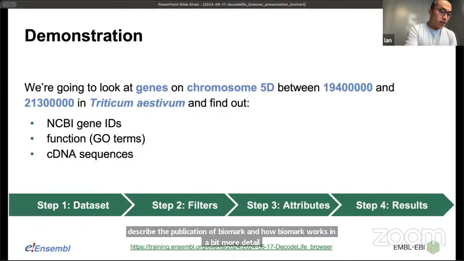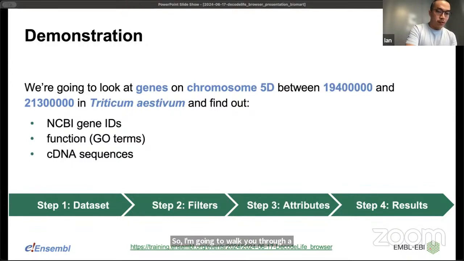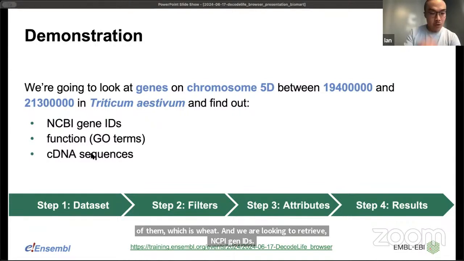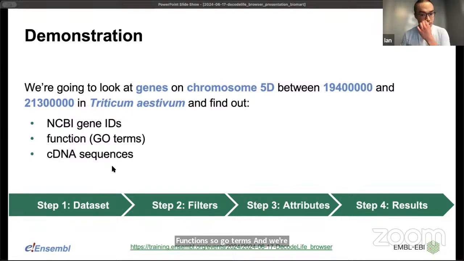So I'm going to walk you through a live demonstration now of how Biomart works. And for this, we will be looking at genes on chromosome 5D between these 2 genetic coordinates in Triticum aestivum, which is wheat. And we are looking to retrieve NCBI gene IDs, functions, so GO terms, and we're also interested in retrieving cDNA sequences. So I will navigate to Biomart now to show you guys how we can do that.